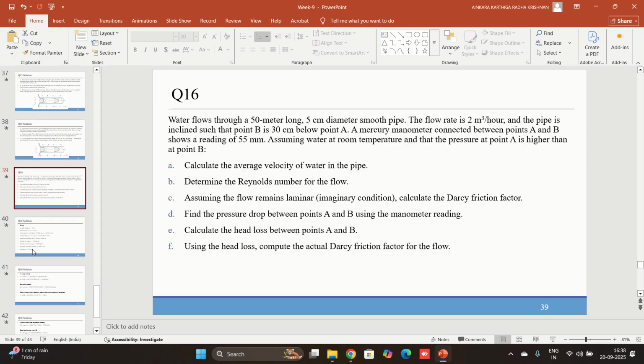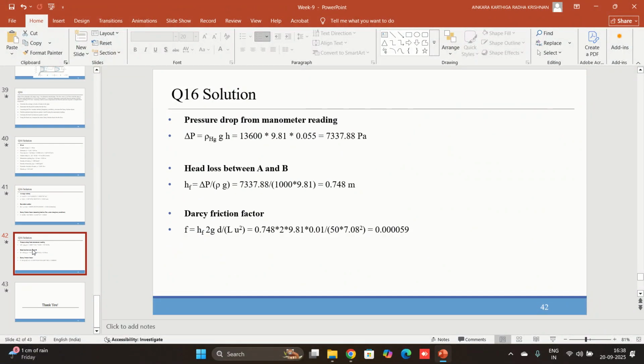0.0045. Now what else was asked? Find the pressure drop between points A and B using the manometer reading. So now we have to use the manometer reading, that is the 55 mm height difference, and calculate the pressure drop between points A and B. That is what we are going to do.